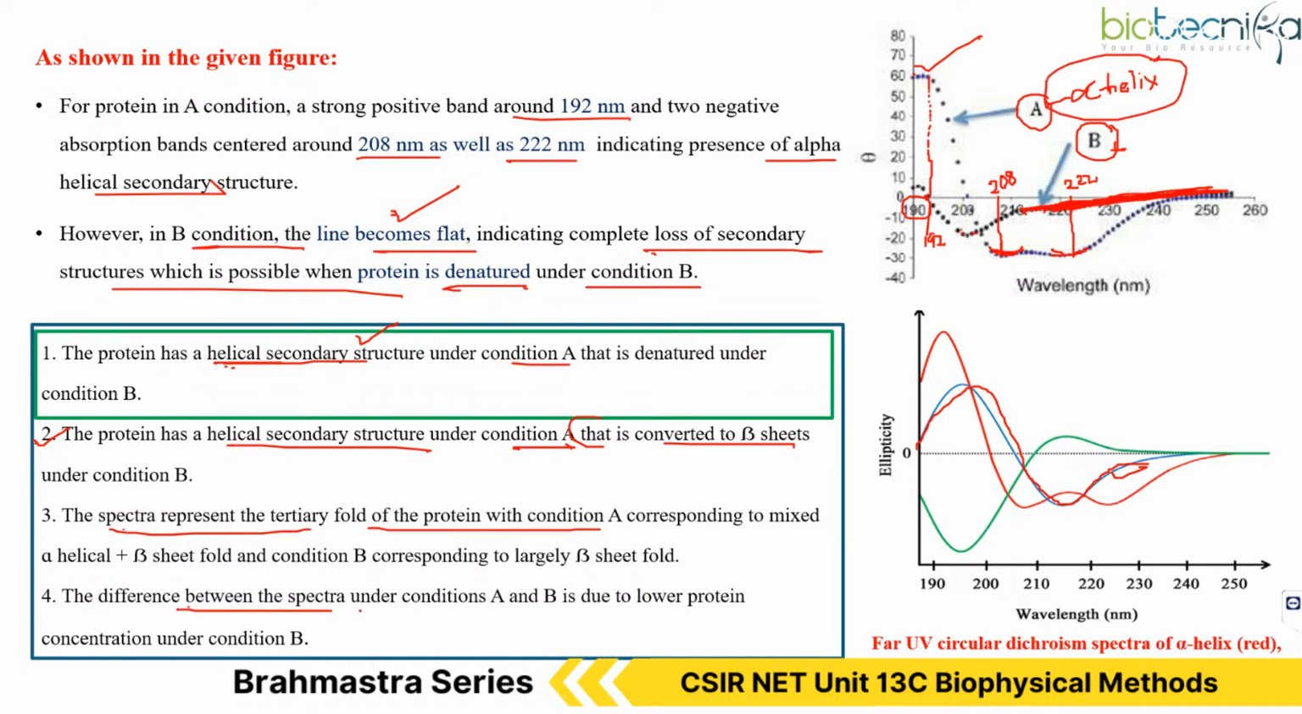And the fourth says the difference between spectra under conditions A and B is due to lower protein concentration under condition B. No information about concentration is given here. Moreover, as we are talking about circular dichroism spectra, based on the information given, we have to look at the positive bands and negative bands. That is why the most appropriate statement here is 1. So the answer here is option 1. Sarita, you have answered correctly. Very good.